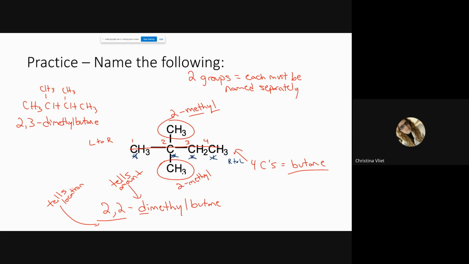Yes. Because if you went right to left, your methyls would be on carbon 3, and you would have named it 3,3-dimethyl, and that's not the lowest numbers possible. According to the rule, you've got to give the lowest numbers possible.